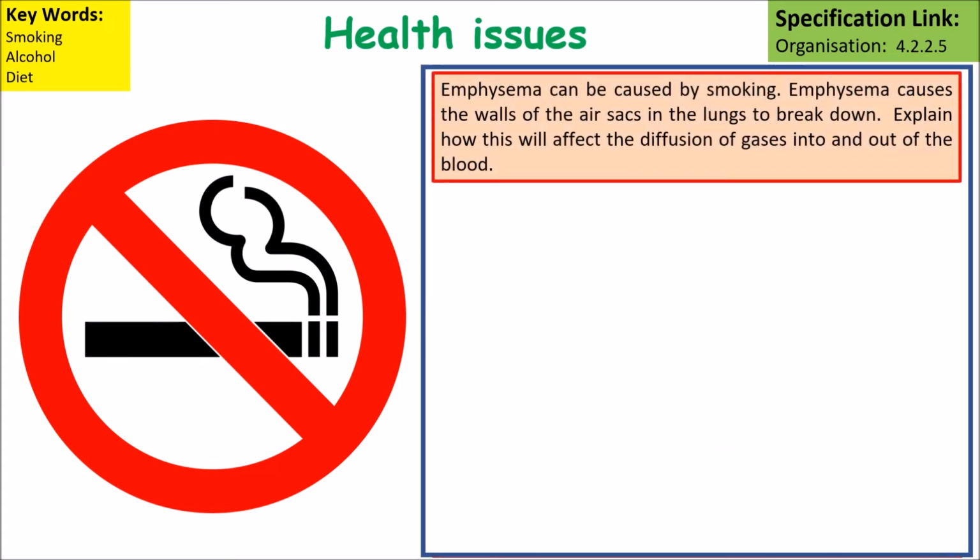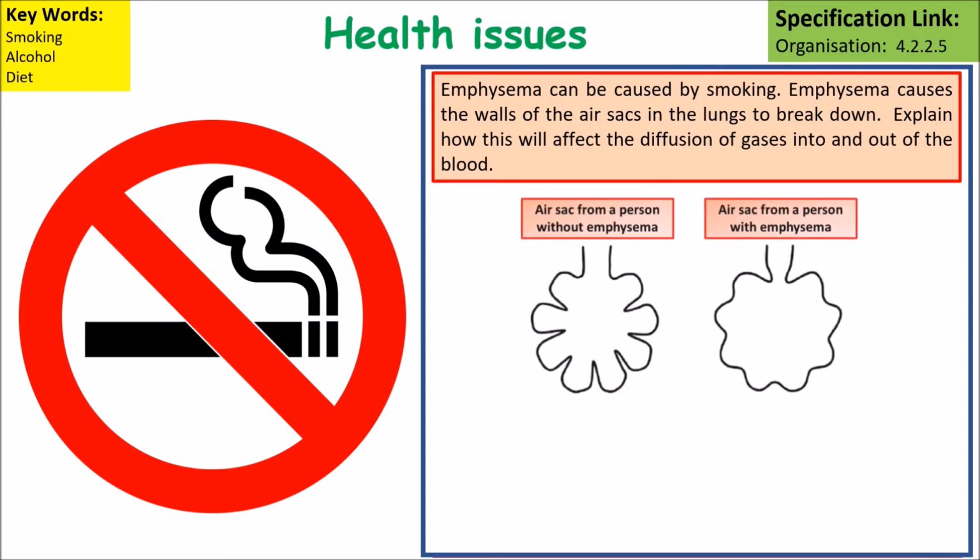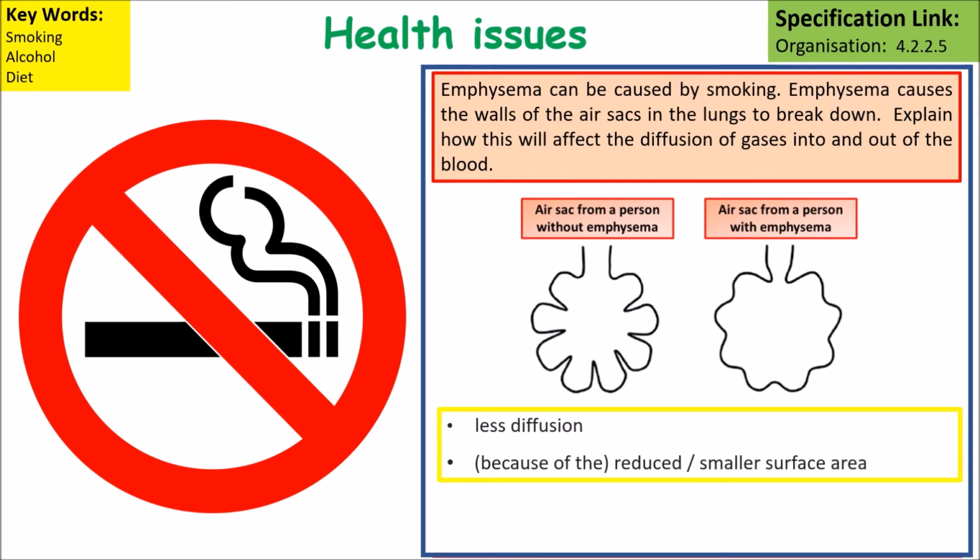Emphysema can be caused by smoking. So emphysema causes the walls of the air sacs in the lungs to break down. So we're looking at it to explain how this will affect the diffusion of gases into and out of the lungs. The key things that you need to talk about is that there's going to be less diffusion because we are reducing, or there is a small surface area.